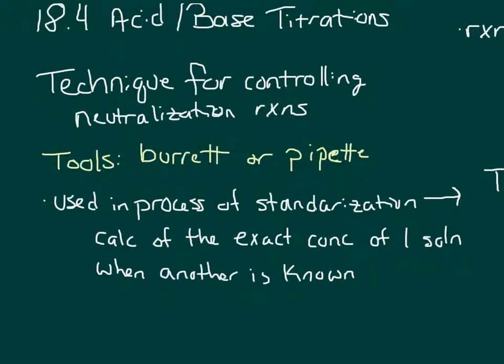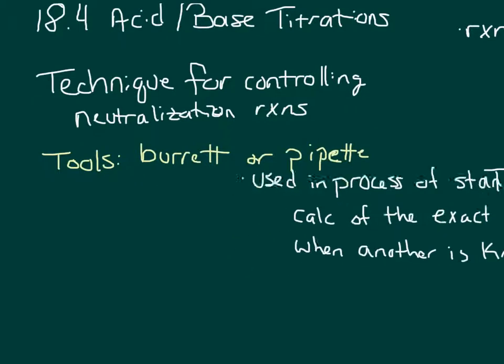Titrations are used in the process of standardization, which means we can calculate the exact concentration of one solution when the other is known. And so if we have a known solution of acid, we can titrate it with a base and determine how strong of a base we are working with through simple stoichiometry and molarity calculations.